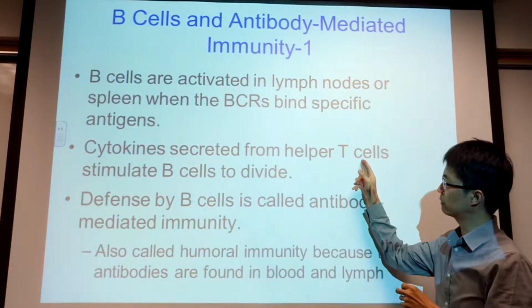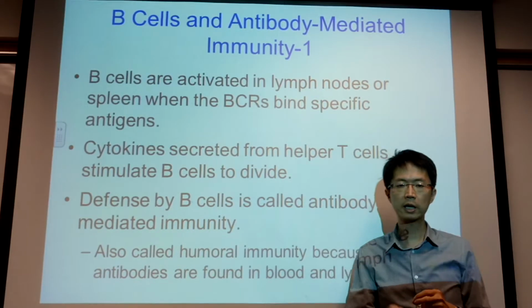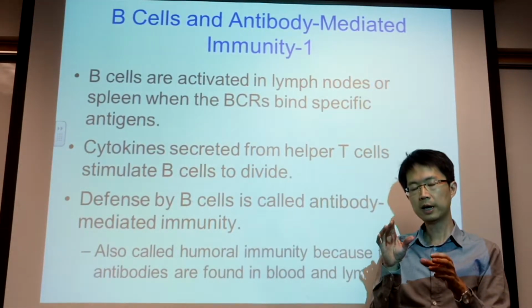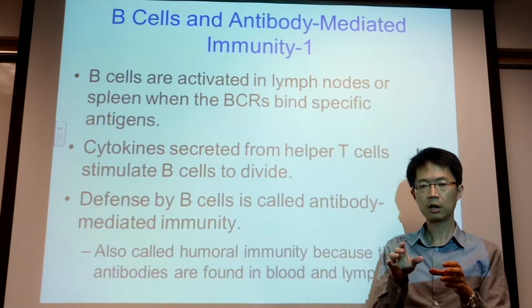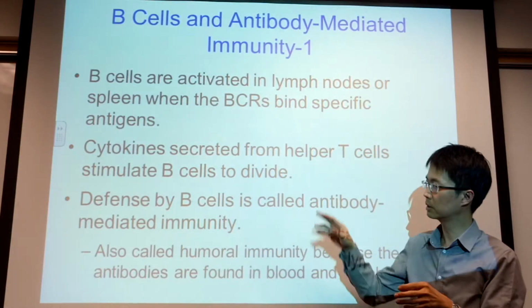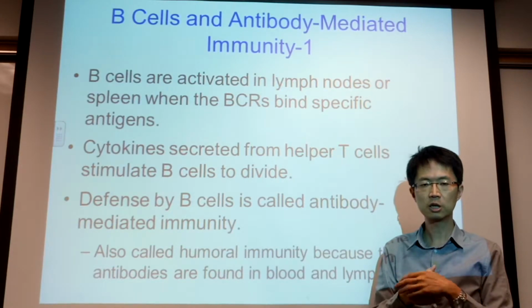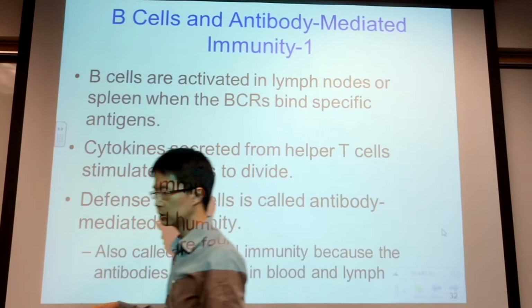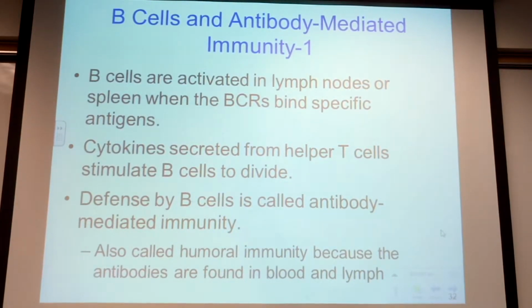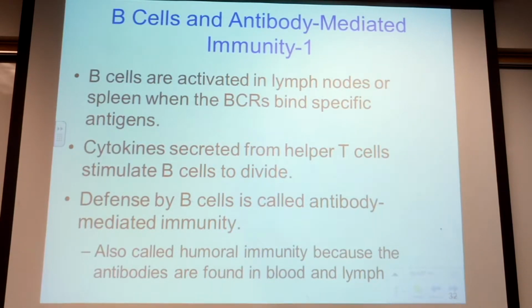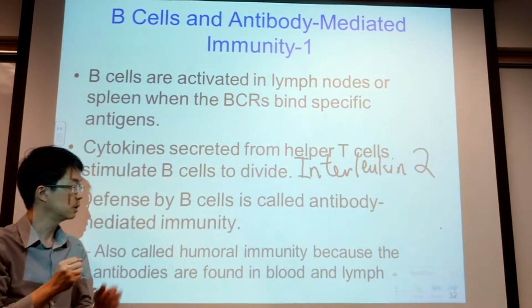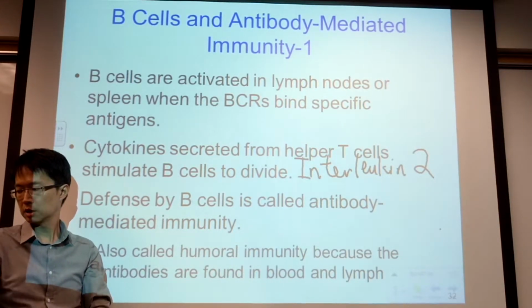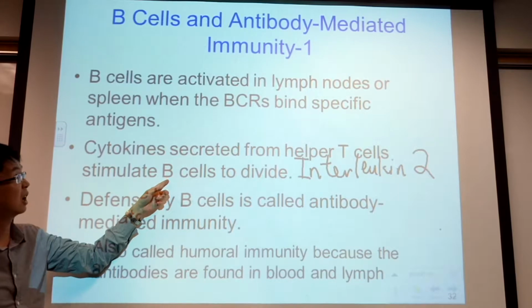And then there are cytokines secreted from the helper T cell. When the antigen receptor on the helper T cell binds to the pathogen, the helper T cell is activated. The helper T cell will secrete cytokines, what we call interleukins, specifically interleukin-2. Interleukin-2 is a signaling molecule that tells a B cell to divide. It is to clone themselves.